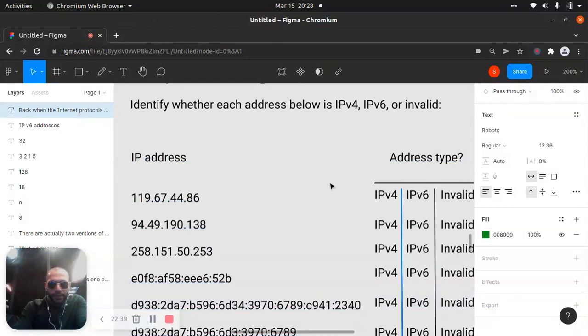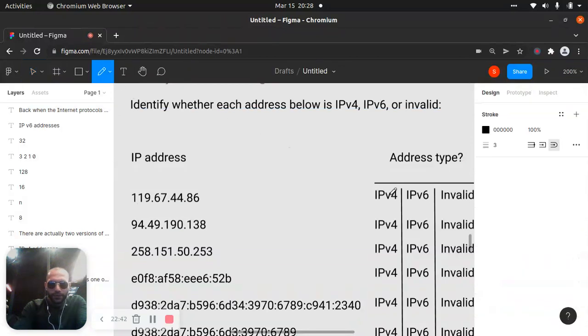Now the first one. What do you think? This one, I think, is IPv4, 2 to the power of 8. Each part can be between 0 and 255. All these places are 8 bits, and we know 2 to the power of 32 is the number of possible IP addresses. This is IPv4.